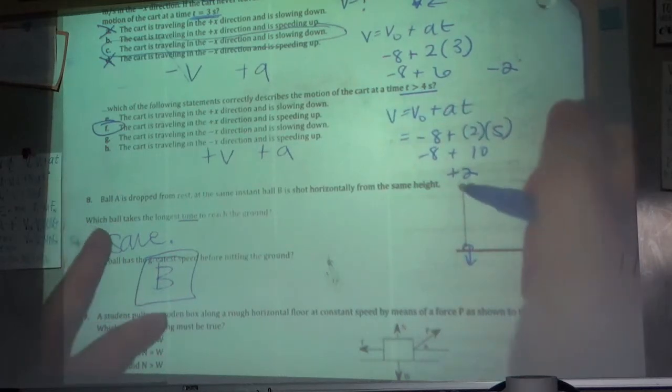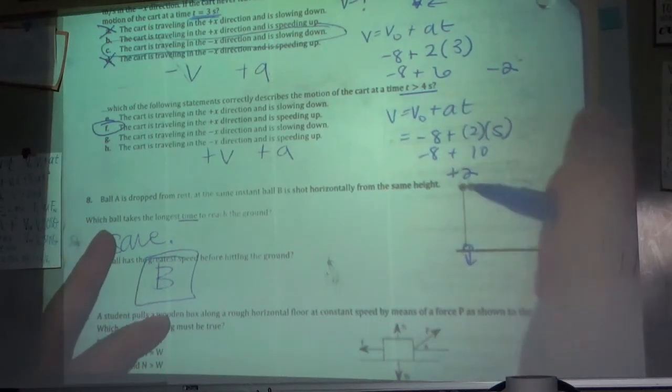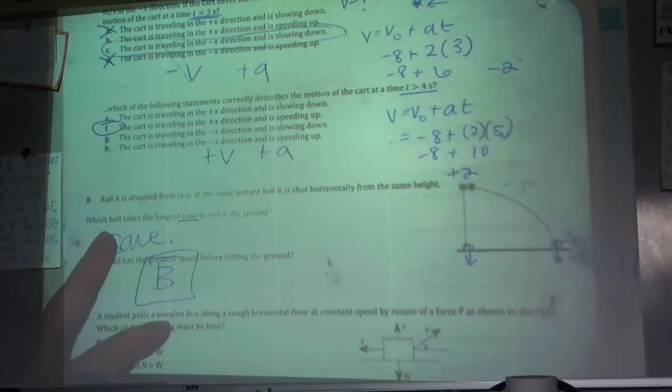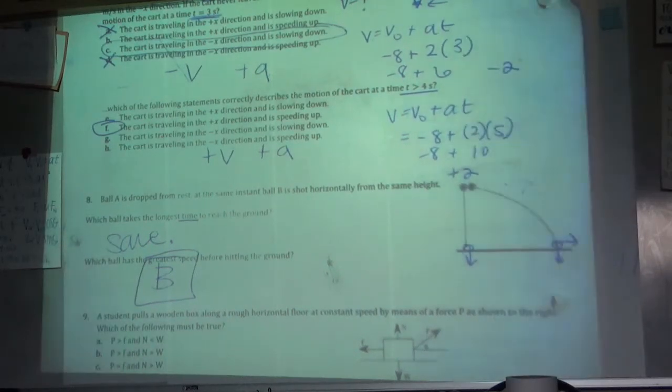Or you can think about energy. This one starts with just potential. This one starts with the same potential and kinetic, so at the end it'll have more energy, more kinetic.